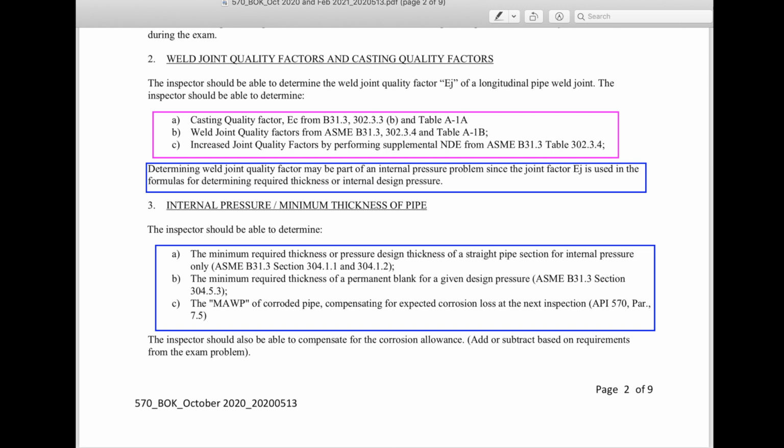In addition to that, there is an important part, that is the minimum required thickness calculation. One is the minimum required thickness or pressure design thickness of a straight pipe. You have to calculate that. Another is the minimum required thickness of a permanent blank for a given design pressure. The third is the MAWP, maximum allowable working pressure, for a corroded pipe. Based on that, you have to calculate. The first 2 items are from ASME B31.3. The third one, the MAWP calculation, is from 570.